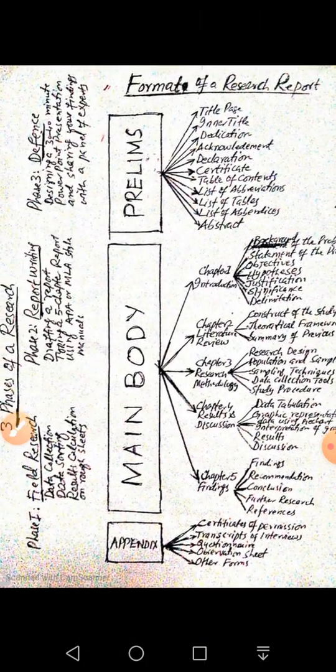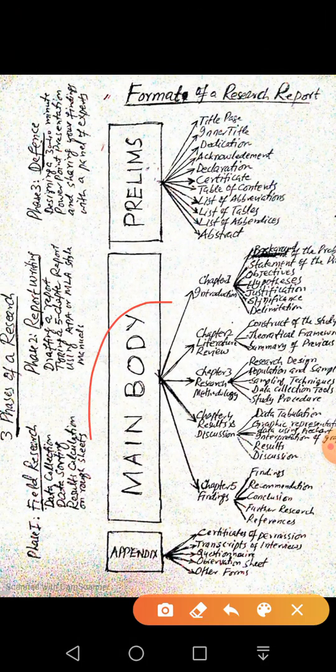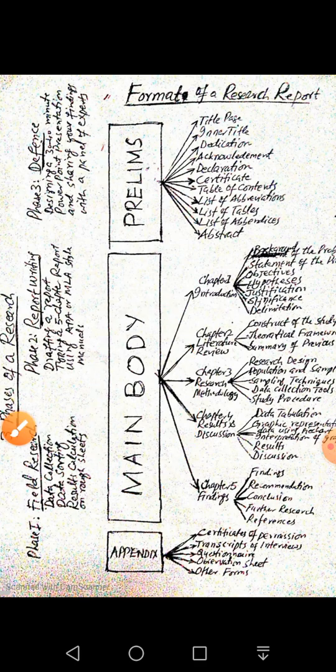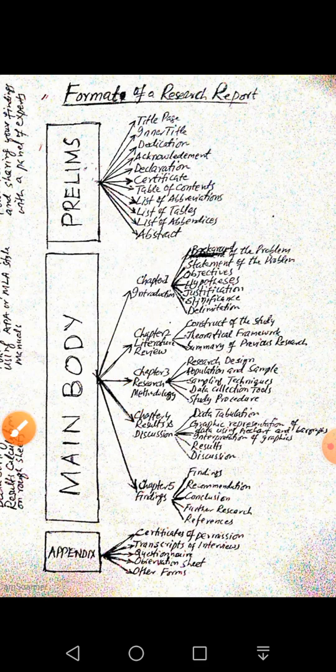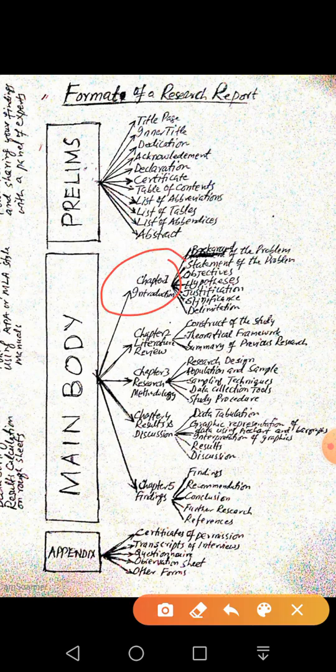The second section of the report is known as the main body. The main body is the major section of the research report. It consists of 5 chapters, as you can see here: chapter 1, chapter 2, chapter 3, chapter 4, chapter 5. Each chapter has a particular name. Chapter number 1 is known as the introduction chapter.